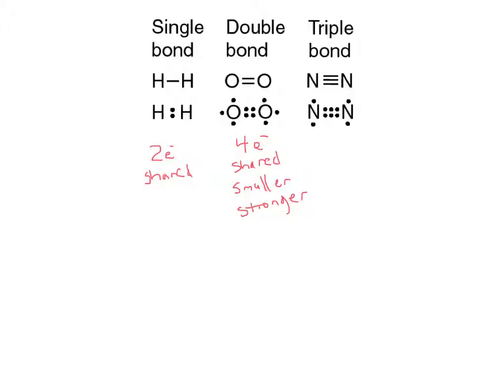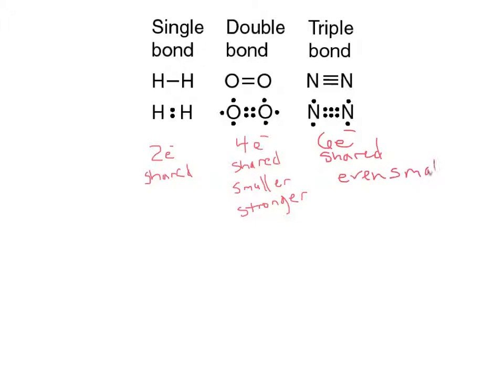And then lastly is the triple bond. You see there are 6 shared electrons between them, and you can also notice that hydrogen, oxygen, or nitrogen are some of those diatomic elements we talked about. So it's 6, they're shared as well, and they're even smaller still than a double bond.